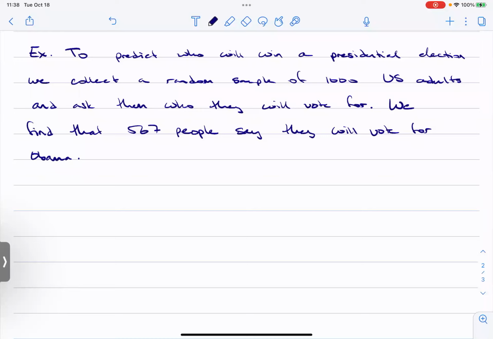So some of the things that we're going to keep track of are, what's our population? When we're done, who can we generalize these results to? It's going to be just US adults, right? And so here, this is the population. Let's make a note here: our results will only generalize to the population that we selected from.